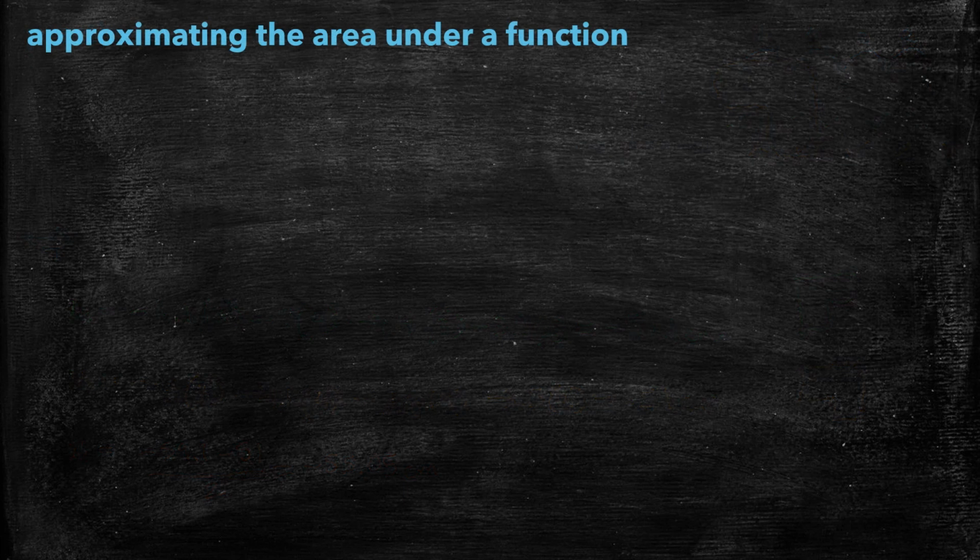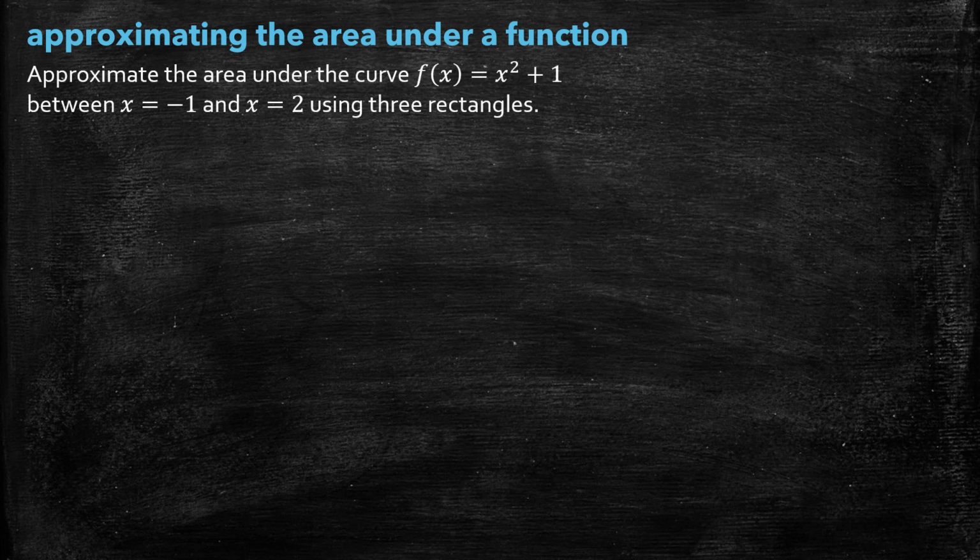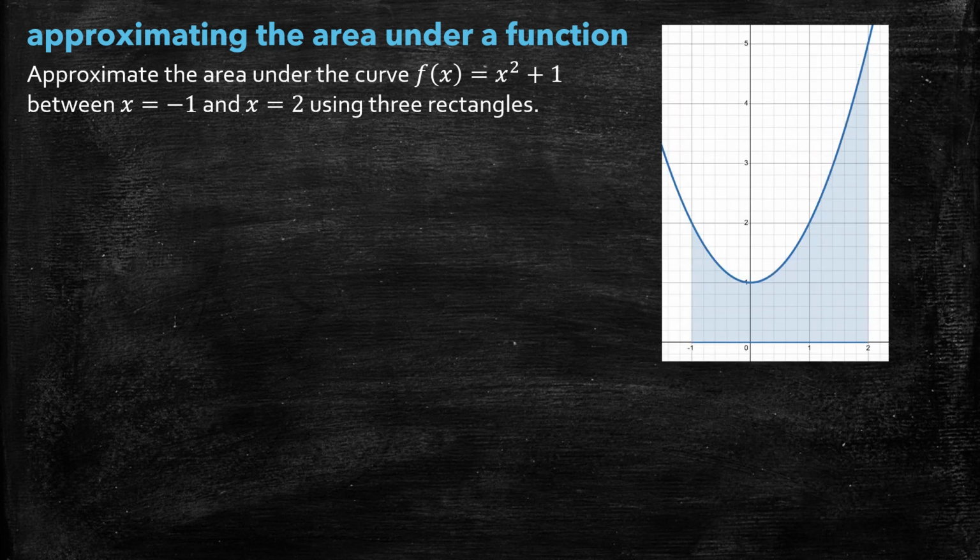So for our last exploration, we're going to learn to approximate the area under a function rather than from a table of values. So we are going to approximate the area under the function x squared plus 1 between x equals negative 1 and 2, and we're going to use 3 rectangles. We know that's not a very accurate representation, but it's easier calculation-wise. It just saves time. The first thing we need to realize is that the distance from negative 1 to 2 is 3, and we need to divide that into 3 rectangles of equal width, so we would get 1 there.